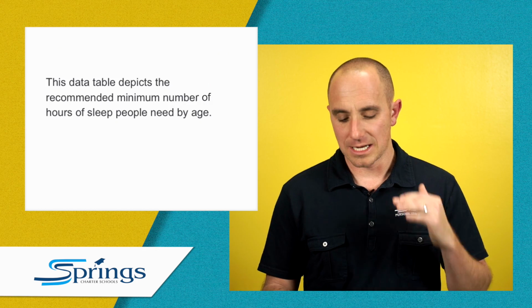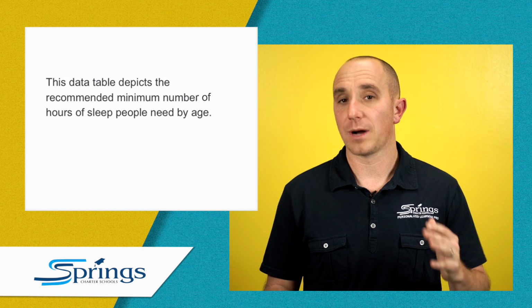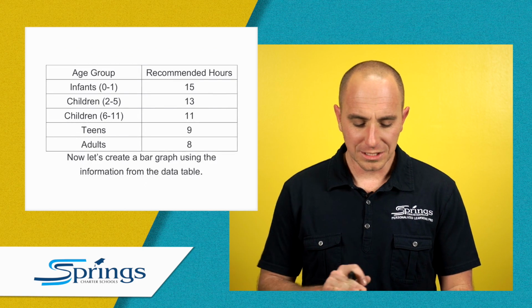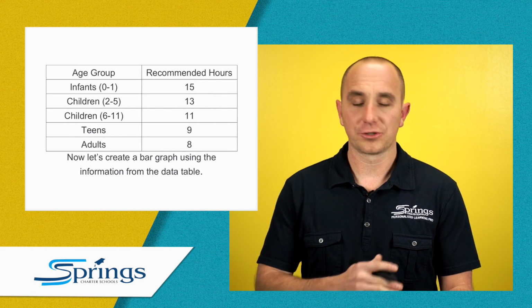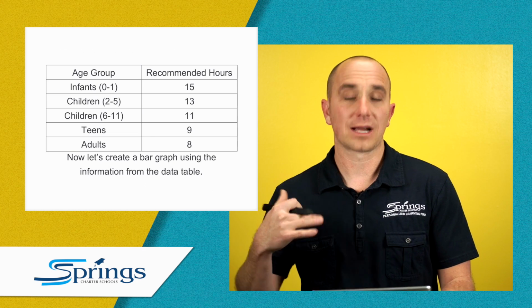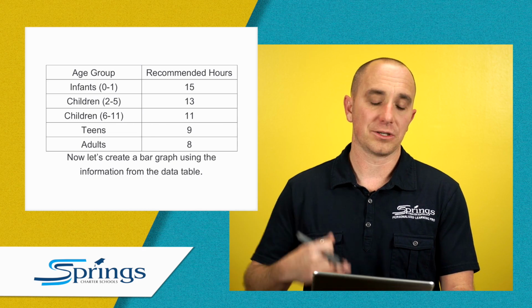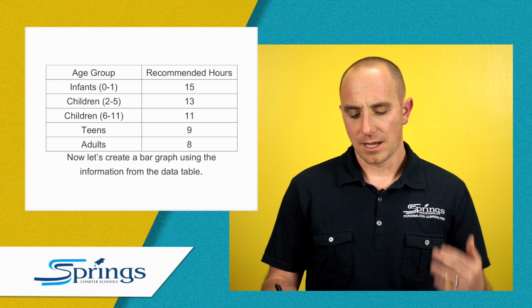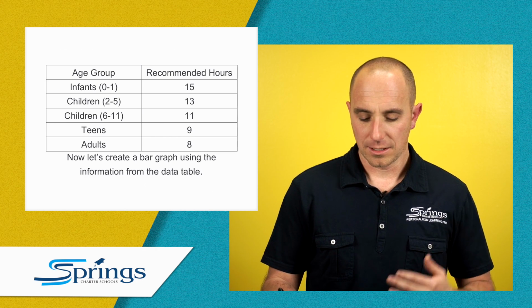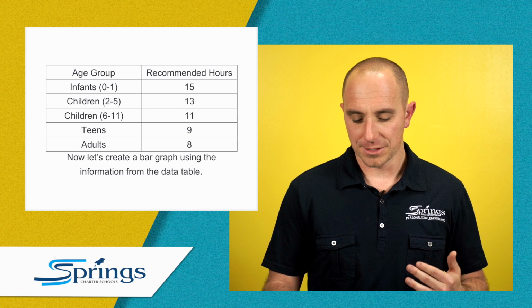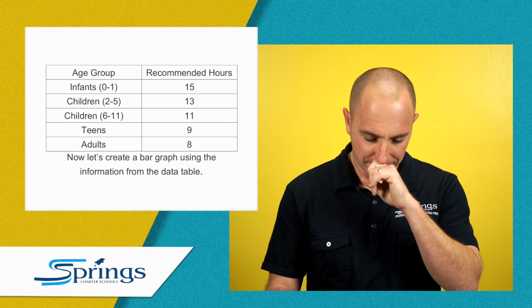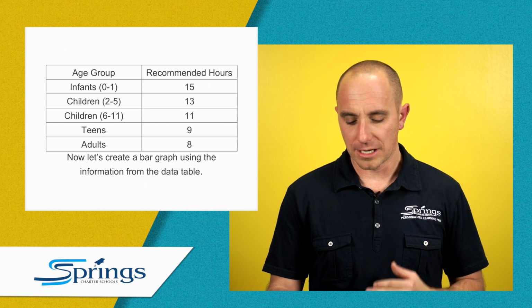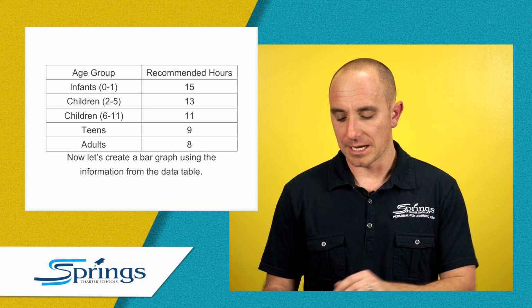Now, this table depicts the recommended number of hours of sleep people need by age. You can see here in this table we have the age group on one side and the recommended hours on the other. Infants from age 0 to 1 are recommended to get 15 hours of sleep a night. Children 2 to 5 are 13, children 6 to 11 are 11 hours, teens are 9, and adults are 8. Now let's create a bar graph using the information from this data table.